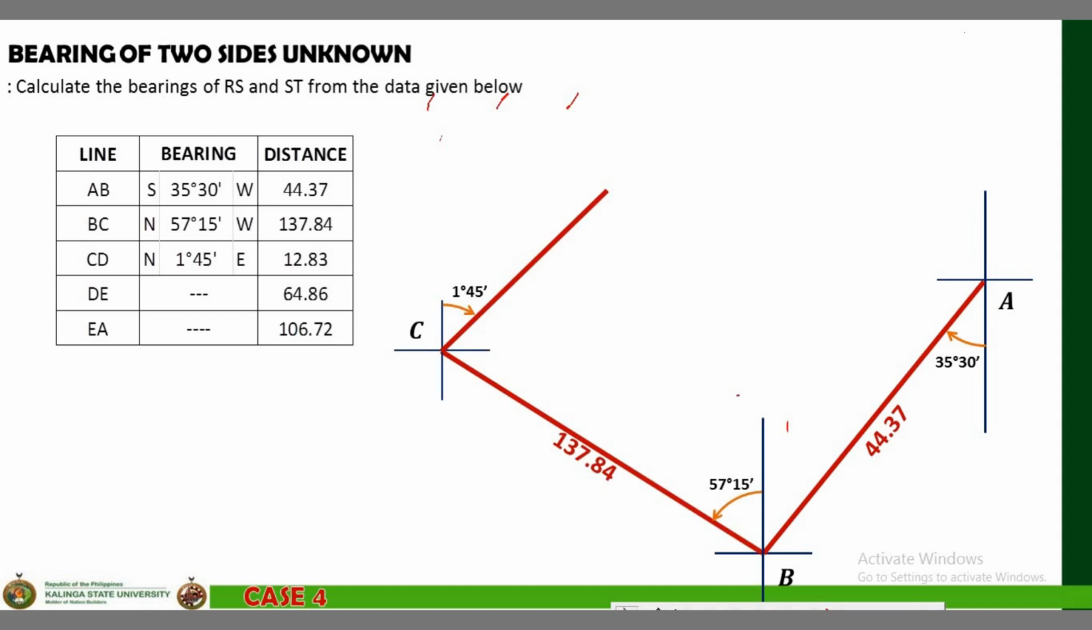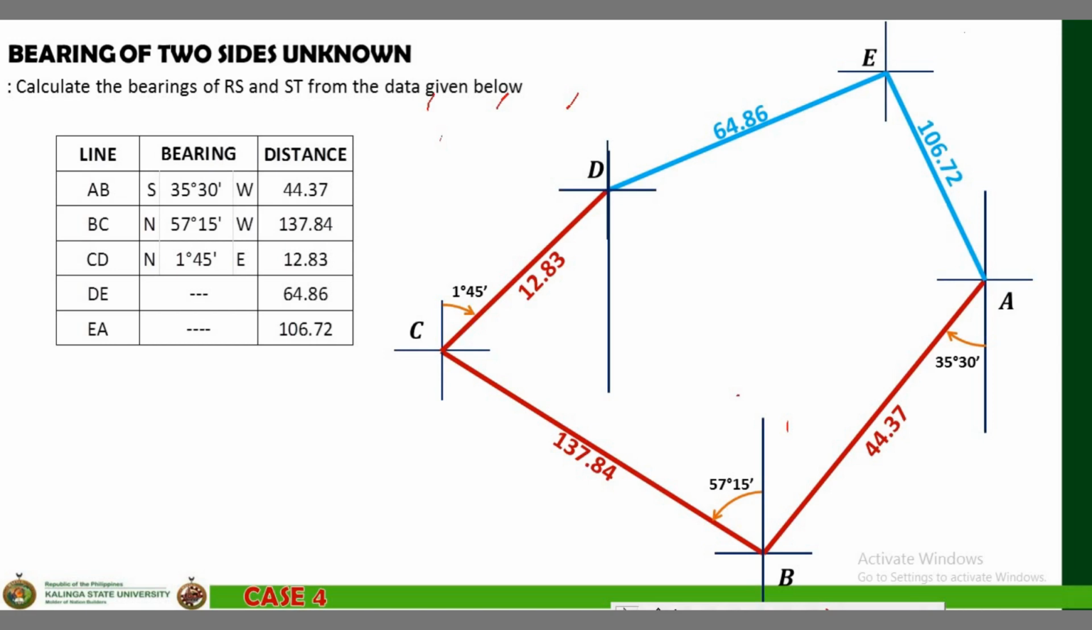Then, from C, it goes to D, with its distance and bearing also given. Now, for DE, there is no bearing. So what I did here is I just assumed that DE looks like this, but its distance is given. So, I need to close it. Let's say that is EA. Now, if we are going to sketch, make sure that the traverse closes. If the traverse does not close, change your assumed directions.